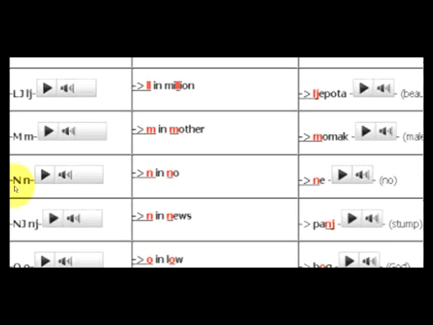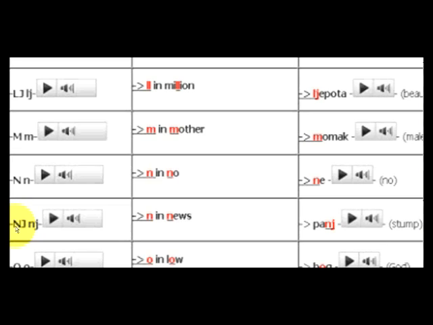N. Veliko slovo N. Malo slovo N. N as in no, or N in Croatian. N. Ne.